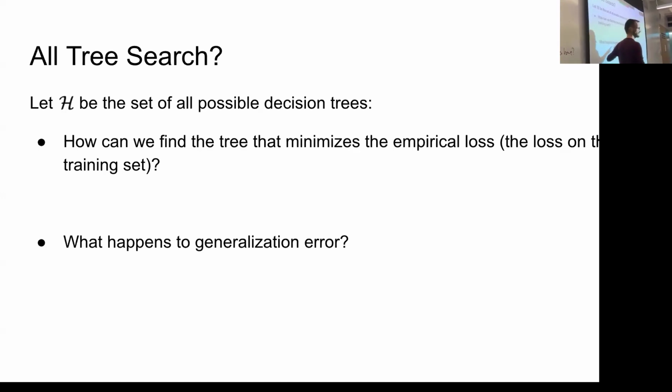The other question, which we will discuss later, is what happens to generalization error. If you find a tree that gives you a small loss, maybe even zero loss, how will that model perform on previously unseen data points, on points that the model was not trained on? That's what generalization error means, and it's a very important question for decision trees to consider.